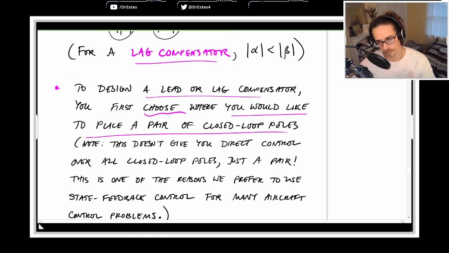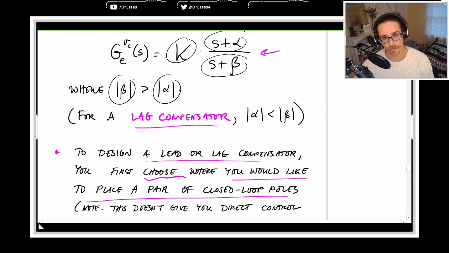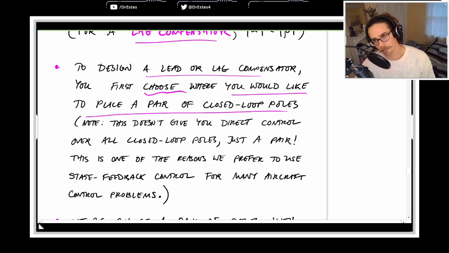Now that's two poles, a pair. This system that we're looking at has four or five closed loop poles. I think when we use this controller, it's going to have five closed loop poles. So the caveat is it doesn't give you direct control over all of the closed loop poles, just a pair.